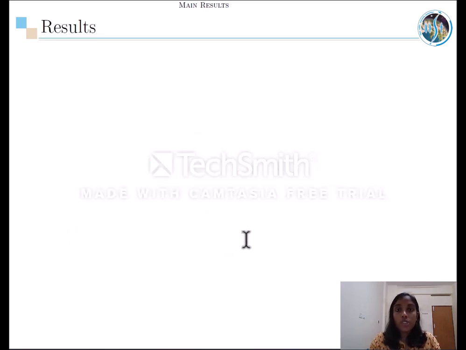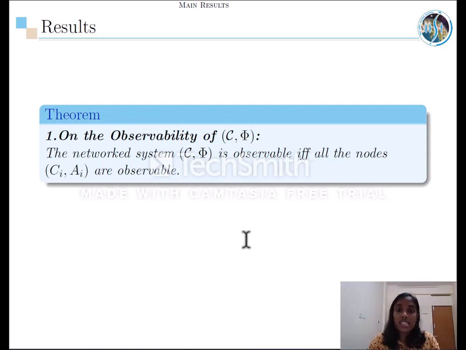Now moving forward to the main results, we have one necessary and sufficient condition for network observability and necessary conditions for network controllability. So the first one is the necessary and sufficient condition for network observability. The network system is observable if and only if all the nodes (C_i, A_i) are observable.